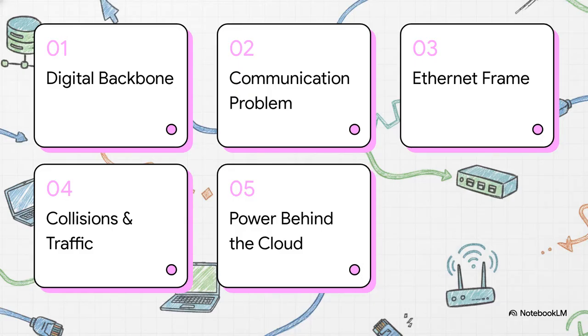Okay, here's our roadmap for today's explainer. We're going to hit 5 key points: the invisible digital backbone, solving the communication problem, anatomy of an Ethernet frame, collisions and traffic control, and lastly, the power behind the cloud. By the end of this, you'll see exactly how Ethernet standardizes data delivery everywhere, from a tiny local network all the way up to a giant global data center.